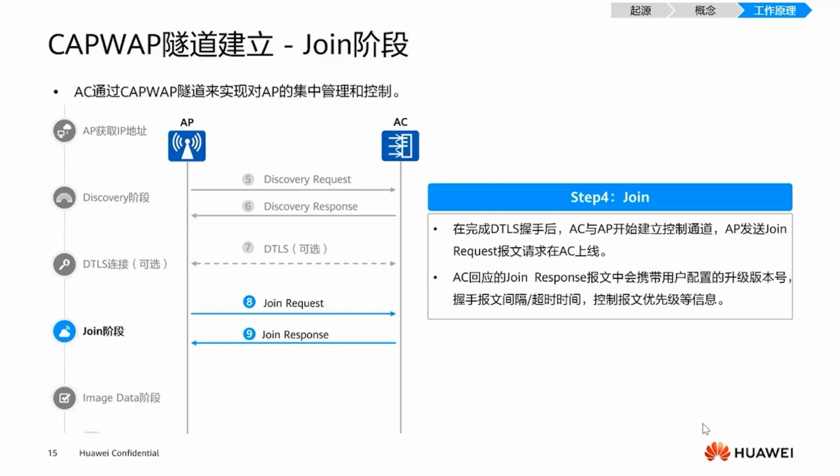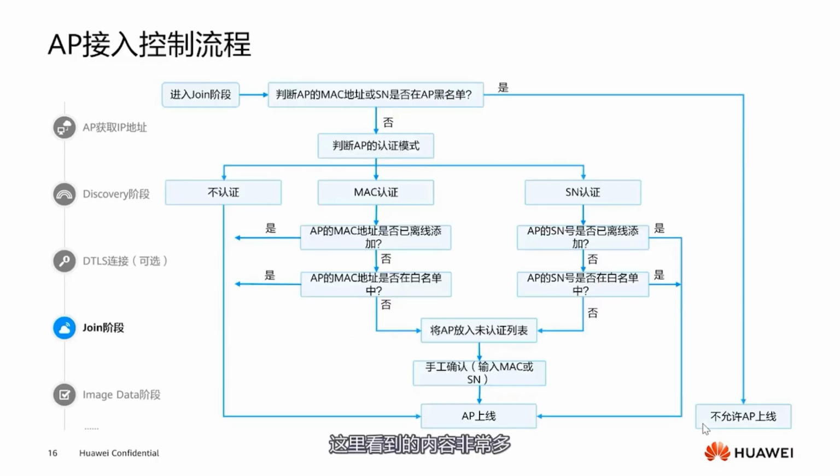Let's take a closer look at the AP's access process. There's a lot to see here. First, it's determined if the AP's MAC address is on a blacklist. If it's blacklisted, it suggests the AP might be unauthorized and definitely won't be allowed online. If it's not on the blacklist, then it moves on to determining the AP's authentication method.